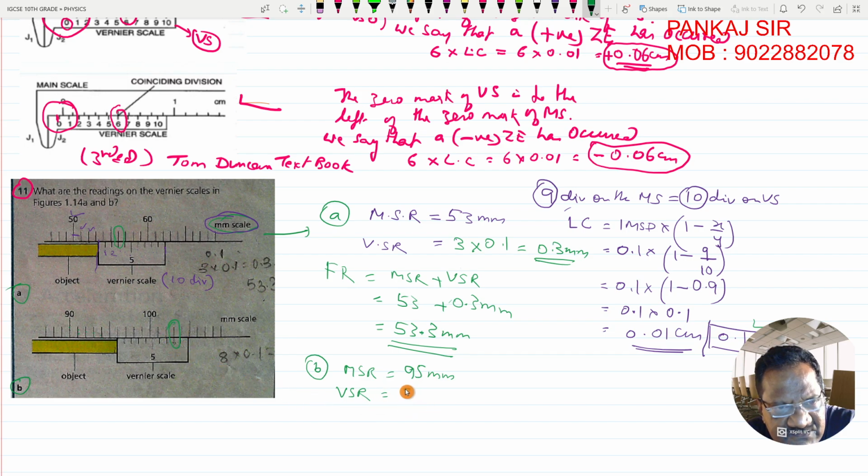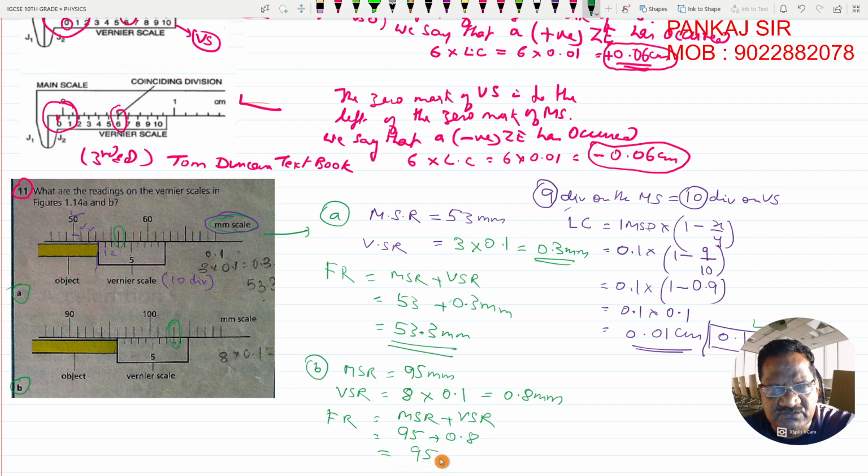That is coinciding. So I'll take the eighth vernier scale division, which is coinciding, and multiply it by the least count, and least count is 0.1 millimeter. This will give me the vernier scale reading as 0.8 millimeter, right? So my final reading will be main scale reading plus the vernier scale reading, and because I am assuming zero error to be nil, I'm not doing anything about zero error. So main scale reading and vernier scale reading, if I add up, it will be 95 plus 0.8, and this gives me 95.8 millimeter. Is that clear?